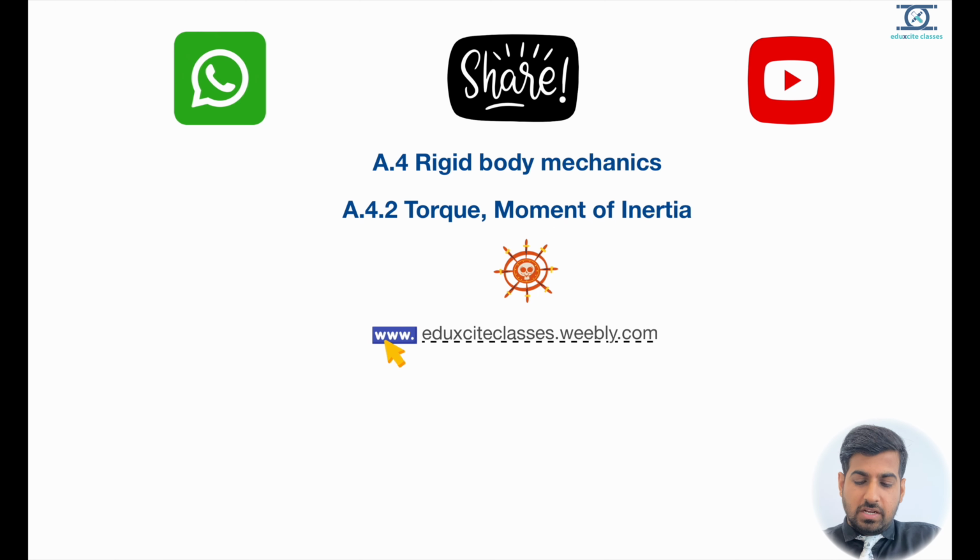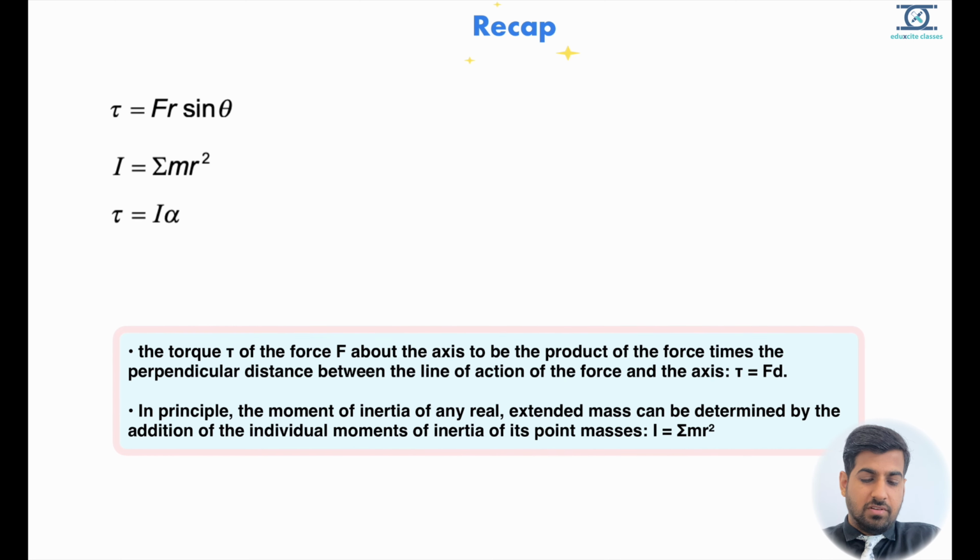Okay, so there are certain formulas which are given in your data booklet that you should be aware of. The first one is the torque, that is nothing but the force times distance times sine of theta, where theta is the angle between the force and the distance, or the component of the force which is perpendicular with the distance from the pivot. Whereas moment of inertia is the summation of the mass distribution into r square. This is the moment of inertia.